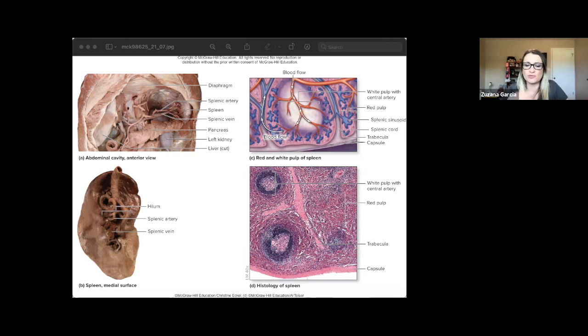Since spleen filters blood, it's important to talk about how the blood flows through the spleen. Spleen is going to receive blood from the splenic artery. Splenic artery then splits into smaller and smaller arteries until there will be a branch of this artery that is going to be dedicated to one area of the white pulp. And this artery is going to be called central artery. It's very, very small.